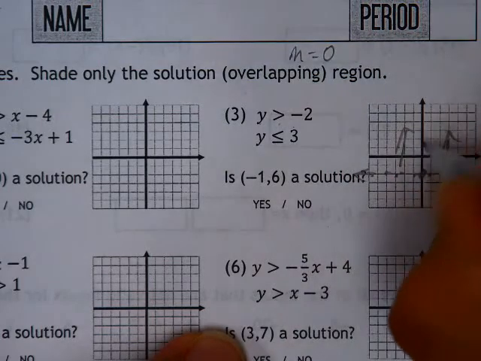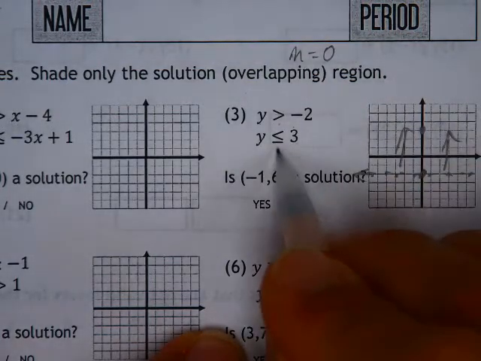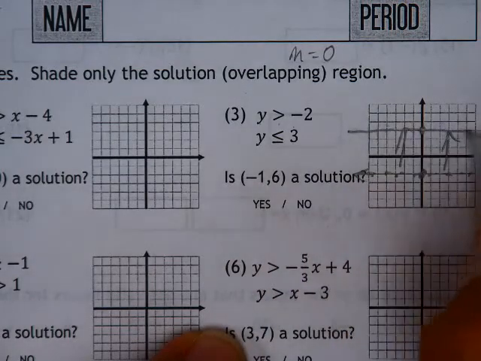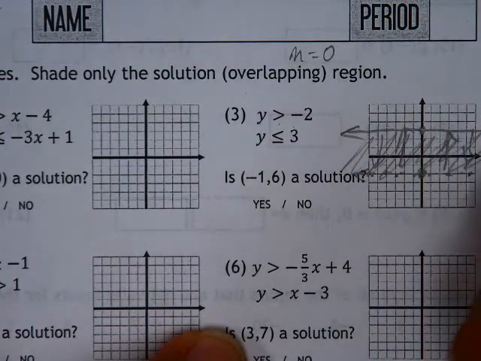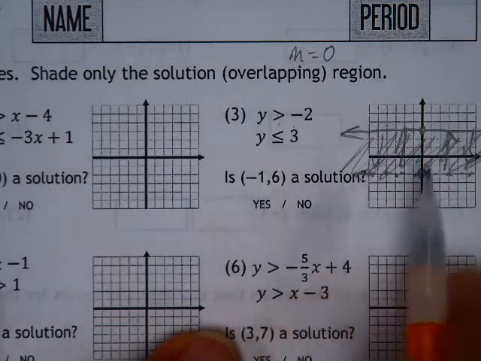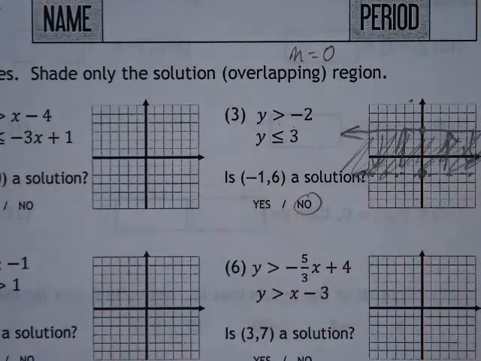Y is less than or equal to positive 3, 1, 2, 3. We put a dot there. It's another horizontal line. Or equal to means you're going to connect the dots. And this one says less than, so we're shading down. So the whole zone in between is the shaded region. And the question of negative 1 comma 6, back 1 up 6, that's out yonder there. The answer is no, it's not in the shaded region if I were to ask that question.